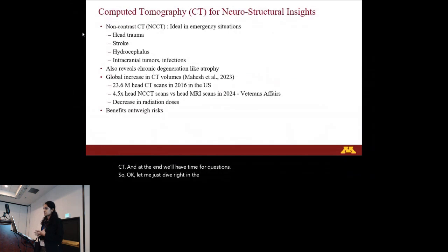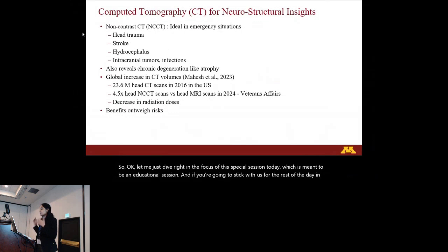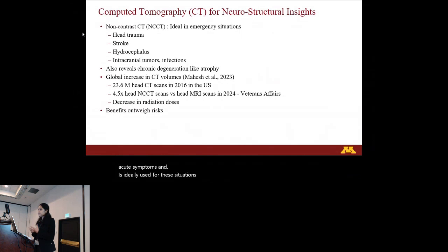The focus of this special session today, which is meant to be an educational session, and if you're going to stick with us for the rest of the day in the afternoon, we're going to have some hands-on tutorials. And the focus of the entire day is non-contrast CT. This is ideal in emergency situations when you have head trauma, stroke, hydrocephalus, or tumors or infection. All of these conditions have acute symptoms, and CT is ideally used for these situations. But what people often forget is that chronic degeneration like atrophy is also revealed on CT, and unfortunately it's sidelined as compared to magnetic resonance imaging because of superior resolution.